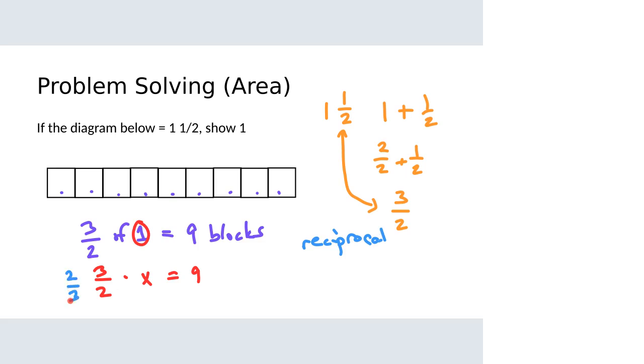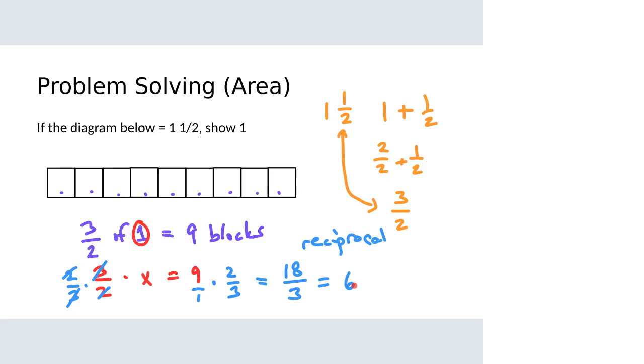If we multiply by 2/3, then these 2's cancel and the 3's cancel, leaving us just the x. If I multiply by 2/3 on the left, I have to multiply by 2/3 on the right. And then on the right-hand side, we've got to multiply 9 times 2/3. I can make that into a fraction as 9/1. We're going to talk more about multiplying fractions later, I promise you. On the top, 9 times 2 is 18. On the bottom, 1 times 3 is 3. And then we can divide that and get 6.